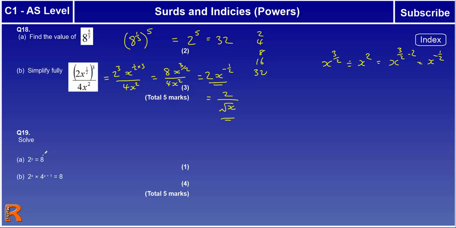Changing the base number, so 8, what power of 2 is 8? So 2 to the power of 3 equals 8, so y equals 3. That solves it, y equals 3.